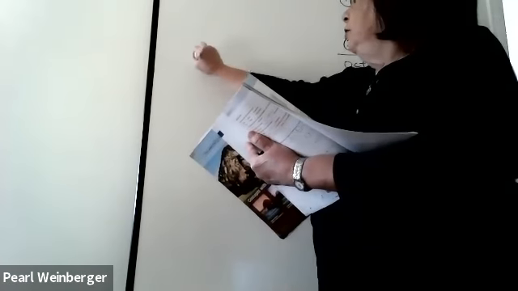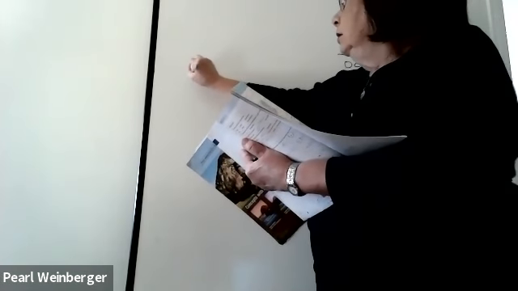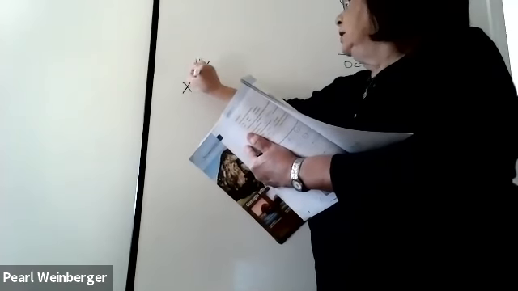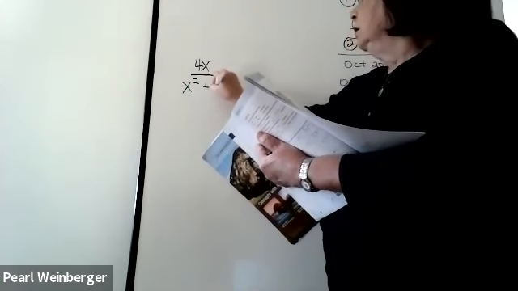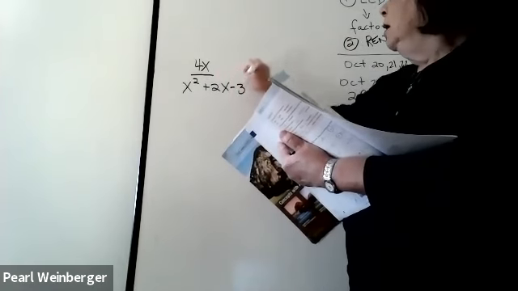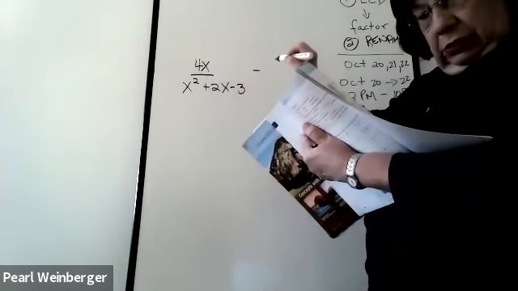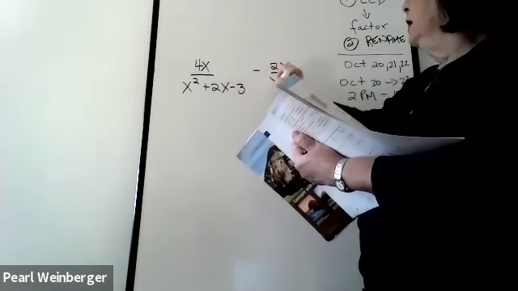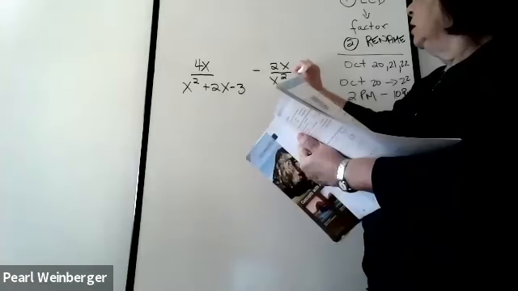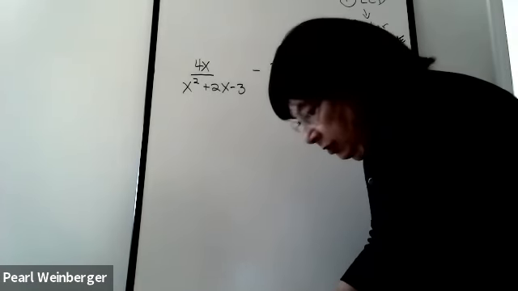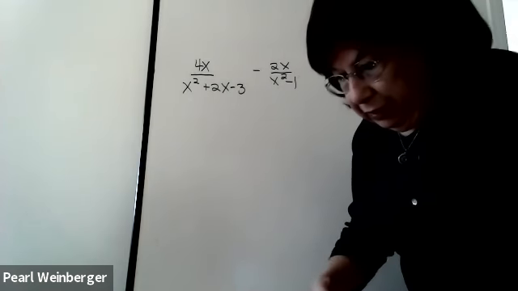Suppose I gave you 4x over x squared plus 2x plus 3, minus 3, I'm sorry, minus 2x over x squared minus 1. Okay, I'm going to give you a few minutes to try this example, and then we'll do it together.